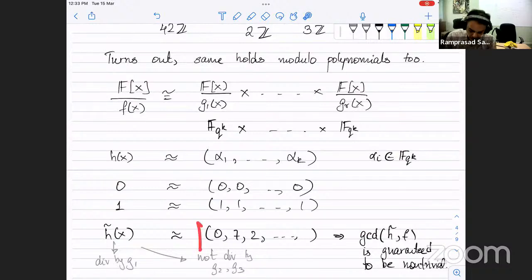Okay, again, I don't know what this is. I don't have access to that. But the hunt is going to be to find a particular H tilde with the property that some of its coordinates in this representation happen to be 0 and some of the coordinates happen to be non-zero. Okay, that's what I'm desperately looking for. I want some H tilde that has this property. If I can find such an H tilde, I'll just take the GCD with F and I'm done. I would have found some non-trivial factor.